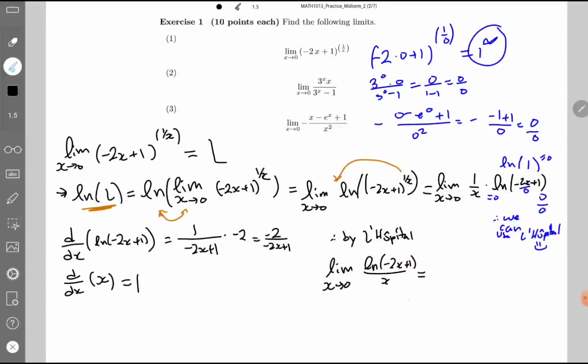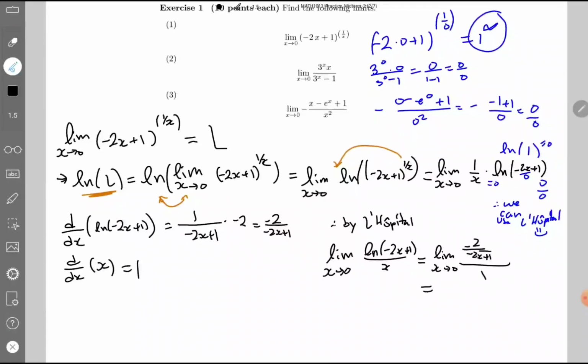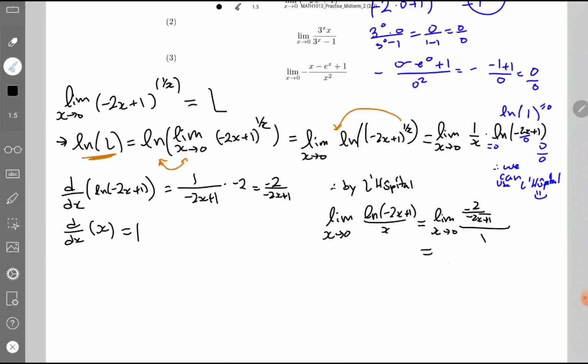So I take this part, what I had before. And by L'Hopital, I can make this transition, right? So I still have the limit as x goes to 0 of whatever's on top. What do I have on top? I have minus 2 divided by minus 2x plus 1, divided by whatever I have on the bottom. So what do I have on the bottom? The derivative of x is equal to 1. So what happens here? This is now equal to, I can bring this up, the limit as x goes to 0 of minus 2 over minus 2x plus 1.